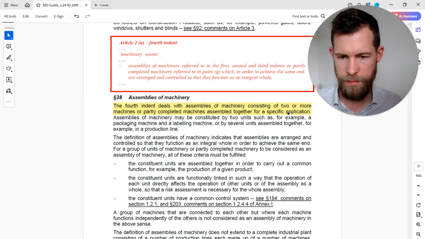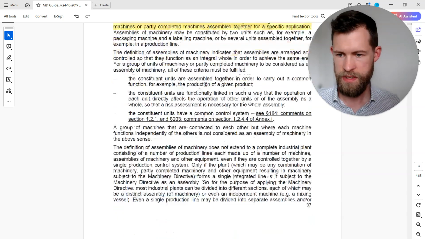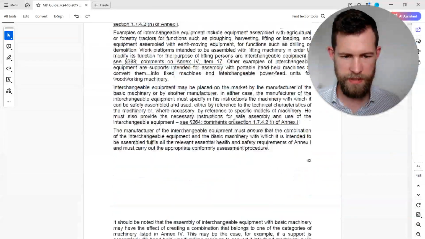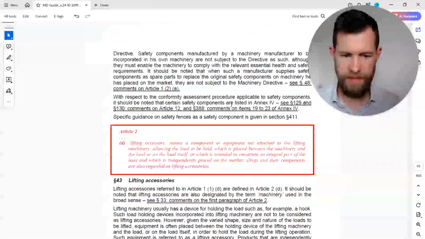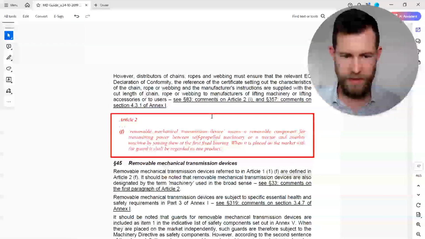But this gets us on to another point. What is this partly completed machine? What is partly completed machinery? So if we scroll down, we can go down to, I believe it's page 47, and that will expand on what is partly completed machinery.